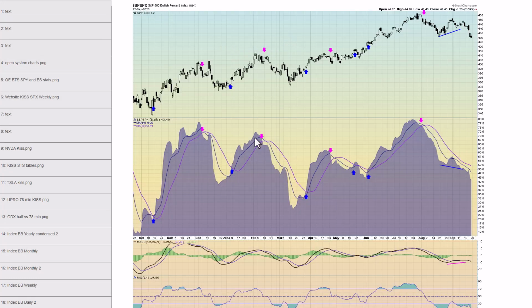Got an excellent sell signal there in early August, but clearly not even close to a buy signal yet. For a buy signal, the BPSPX needs to cross over these two moving averages. Obviously not even close to happening.